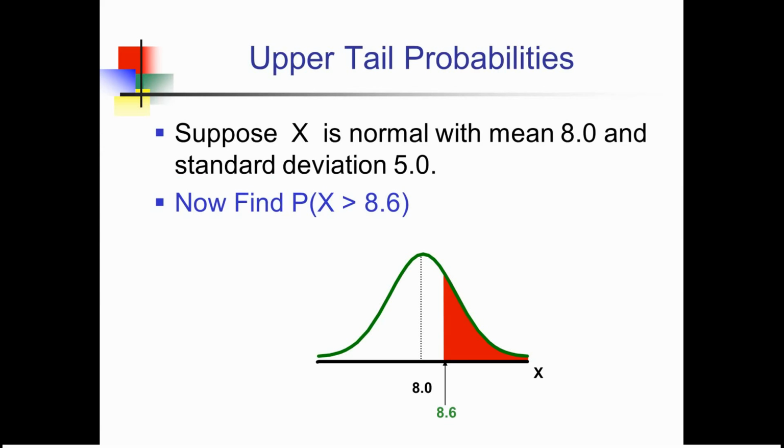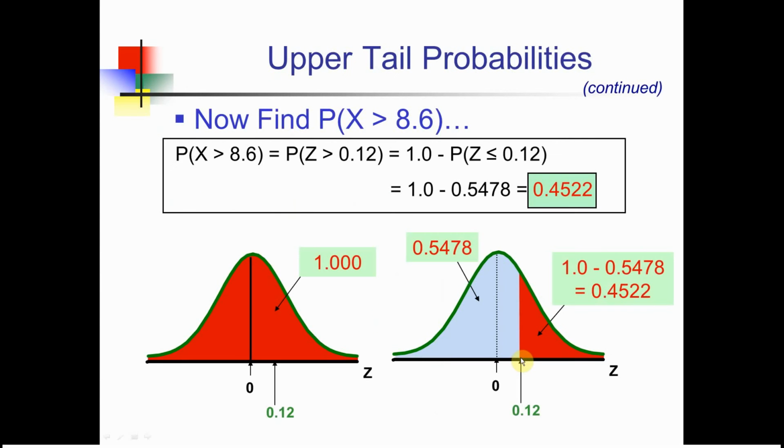How will we find things like the probability that x is greater than 8.6? Well, the way we do that is we translate this into a problem from something being greater than to something being less than. Making a sketch here, let's say we have a mean of 8 and a standard deviation of 5. So 8 is over here, 8.6 would be to the right of it, and now we want x greater than 8.6. That means we want values above 8.6, not below, so we want this red area here.